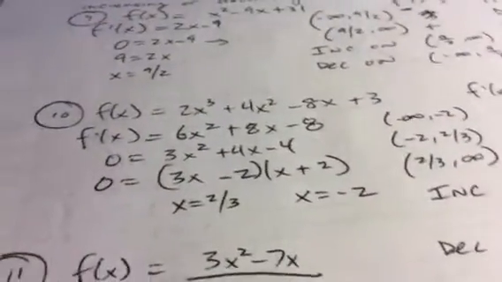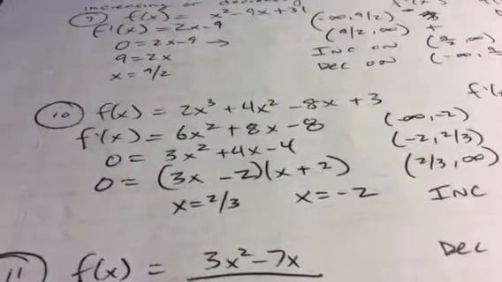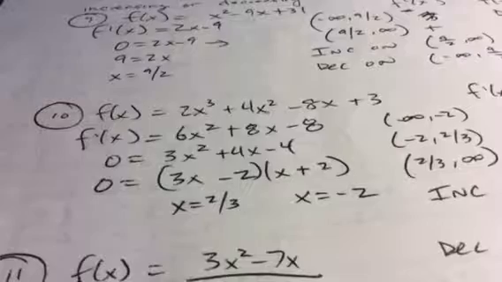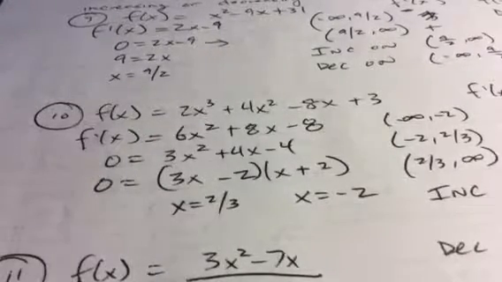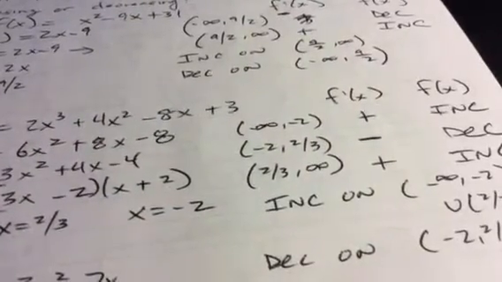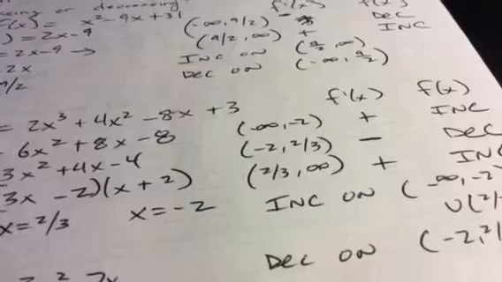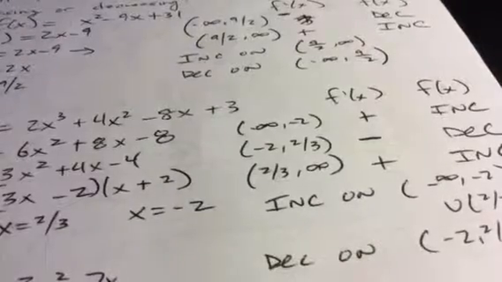Take a look here, folks. Find the derivative. I divided everything by 2. Then it does factor pretty nicely by grouping there, or just regular factoring, sorry. 2/3 and -2 are your 2 critical values. So I have 3 intervals: -infinity to -2, -2 to 2/3, 2/3 to infinity.